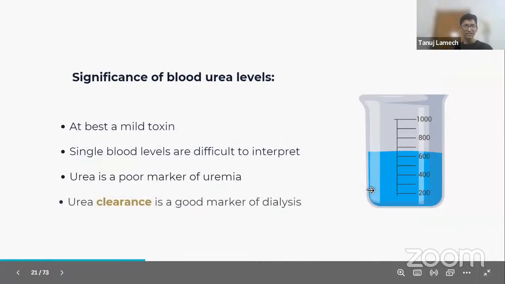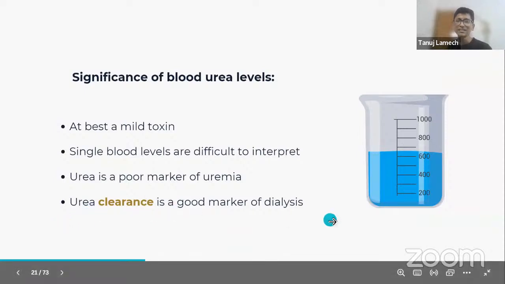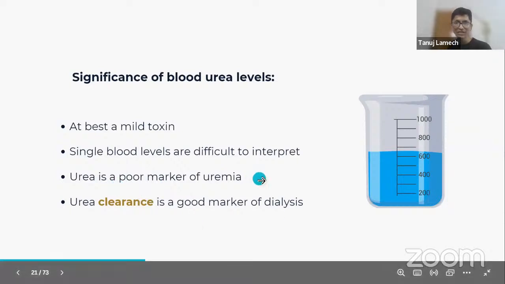So that is number 3. And finally, if urea is a bad marker of uremia, why are we bothered? Because urea clearance is actually a good marker of dialysis. Even though urea doesn't define uremia, if you remove a certain amount of urea, the assumption is you are also removing all of those uremic toxins which we are not measuring. So the clearance of urea is a marker of the adequacy of the dialysis which you are providing. Though urea is a poor marker of uremia, urea clearance is a good marker of dialysis.